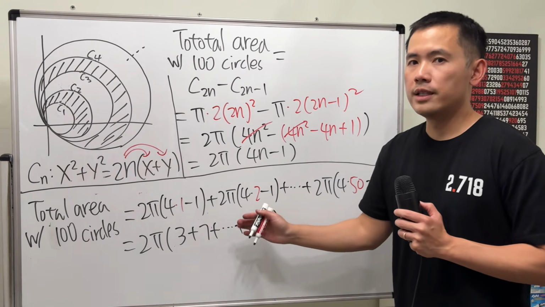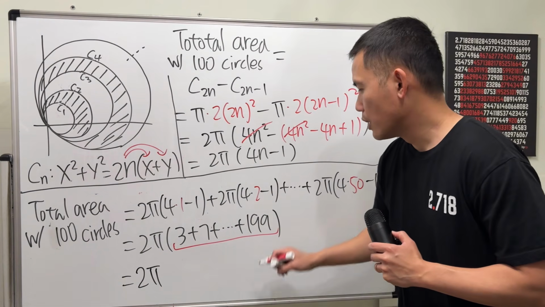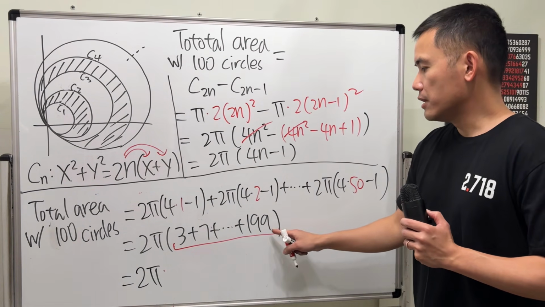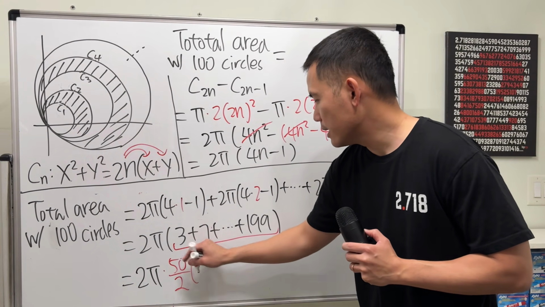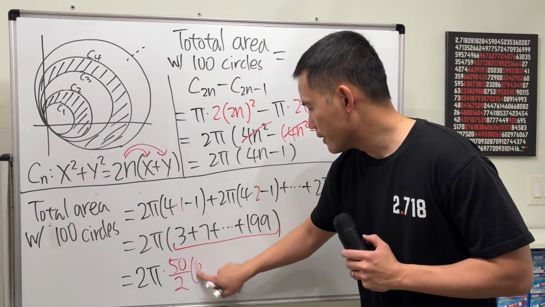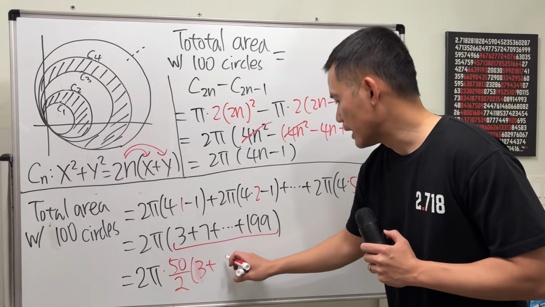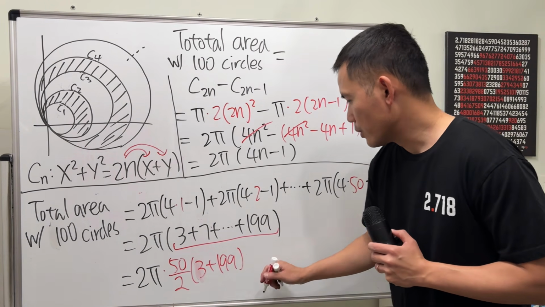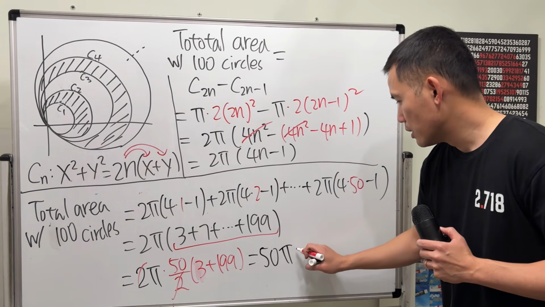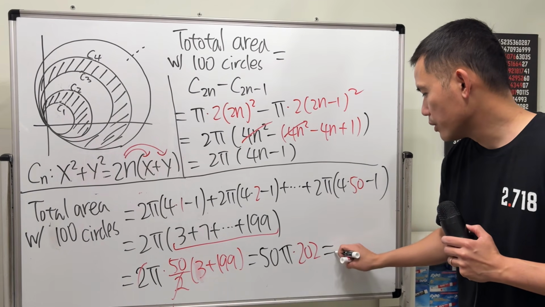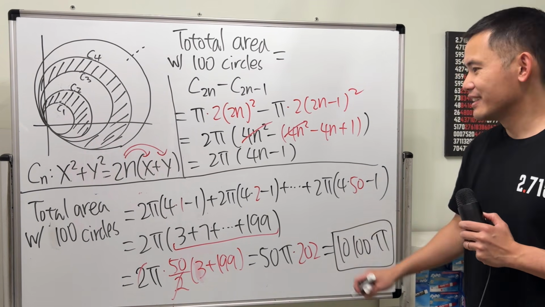And this right here is just an arithmetic series. So we can use the formula to add this up. The formula is however many terms there are, which is 50 terms, divide that by 2, and then you multiply by the sum of the first term with the last term. So let's see, this right here is going to be 50 pi times 202, and all in all we will end up with 10,100 pi, and that will be the answer.